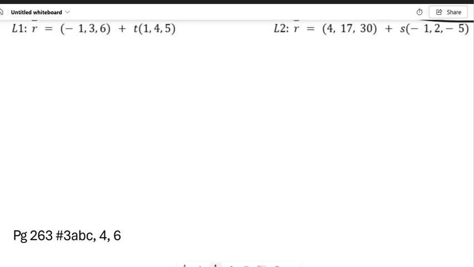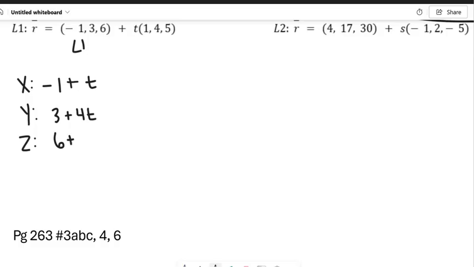And so in x, I'm starting at -1. y is going to start at 3, and z is going to start at 6. In line 1, x is going to move 1 each time. y is going to move 4 each time. And z is going to move 5 each time. And that's what's happening in line 1.